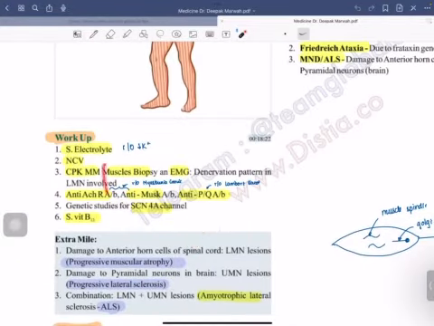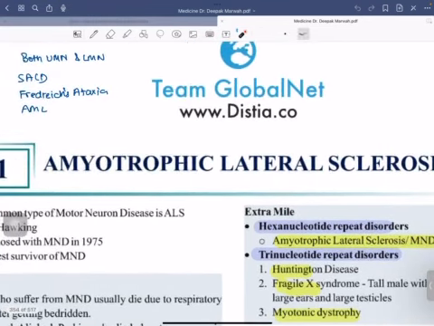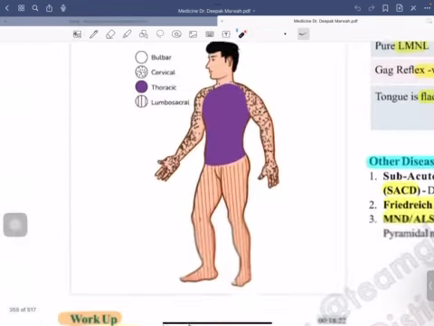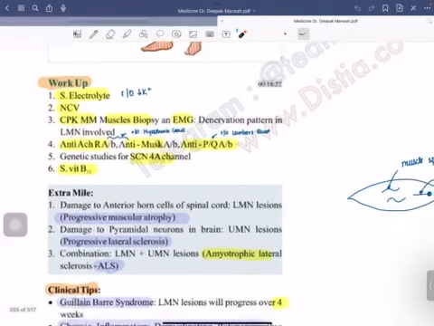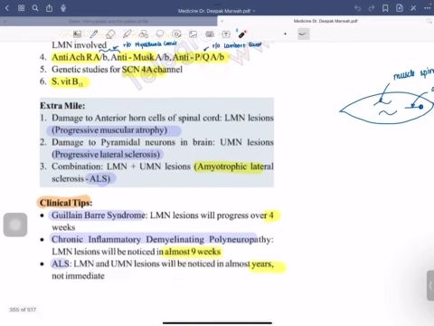Then you can do anti-acetylcholine receptor antibodies, anti-MuSK antibodies, anti-VGCC antibodies to rule out myasthenia gravis and Lambert-Eaton syndrome. Then you can do genetic study for SCN4A channels, and you can do serum vitamin B12 levels to rule out subacute combined degeneration, because upper motor neuron and lower motor neuron signs are both seen in SACD, Friedreich's ataxia and amyotrophic lateral sclerosis. Friedreich's ataxia also has trinucleotide repeats of GAA.